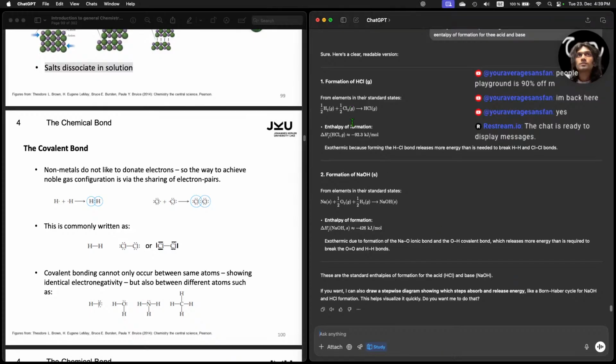From elements in their standard states. Half of hydrogen gas plus half of chlorine gives HCl, with enthalpy of formation about minus 92.3. Exothermic because forming the HCl bond releases more energy.